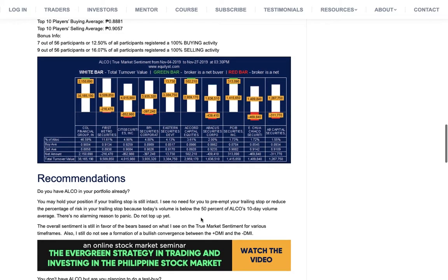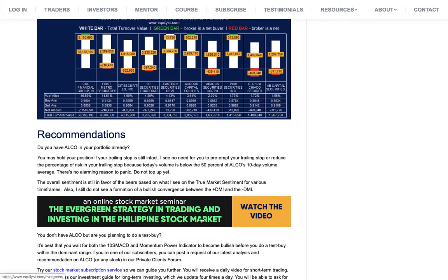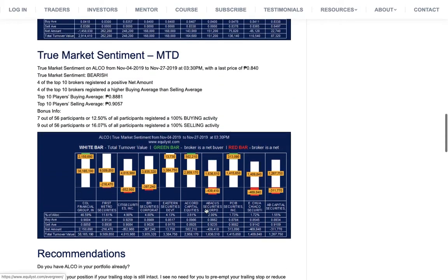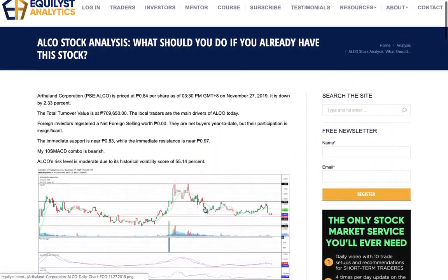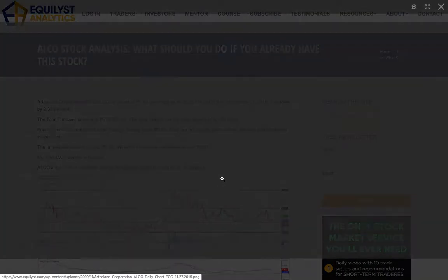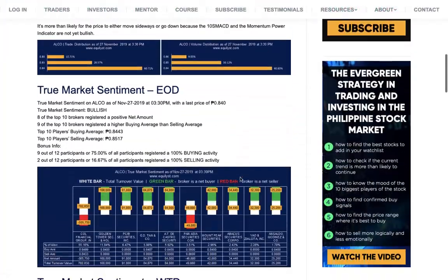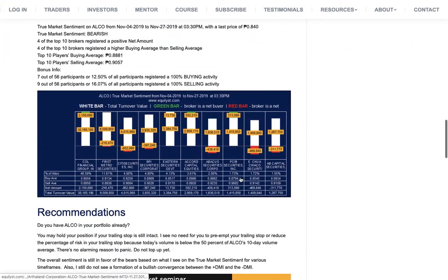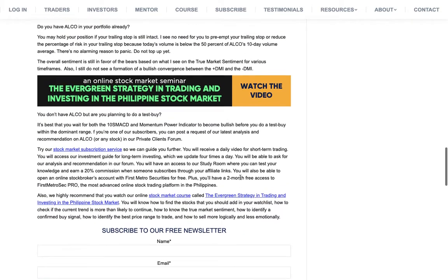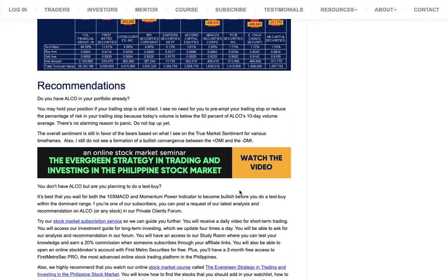Now take note here that I don't see a formation of a bullish convergence. Let's go back to the chart. When you click this chart, you will see the bigger version of this picture. So there's no formation of a bullish convergence between the positive and the negative DMI yet, meaning to say the downtrend is still more than likely to continue. So if you have ALCO and your trailing stop is still intact, just hold your position or reduce the percentage of risk on your trailing stop. Use my calculator for free.